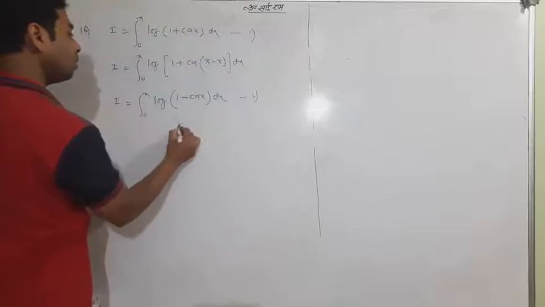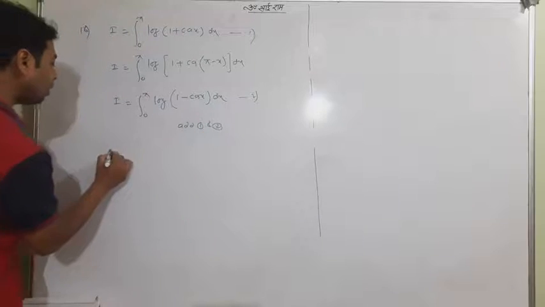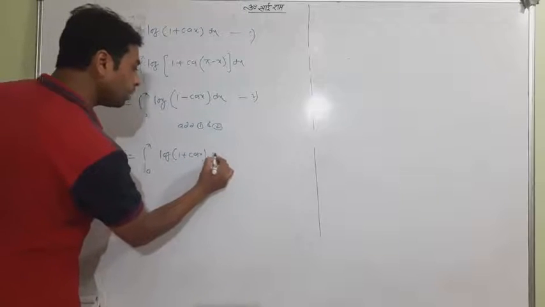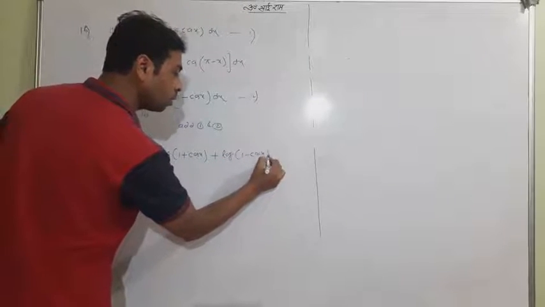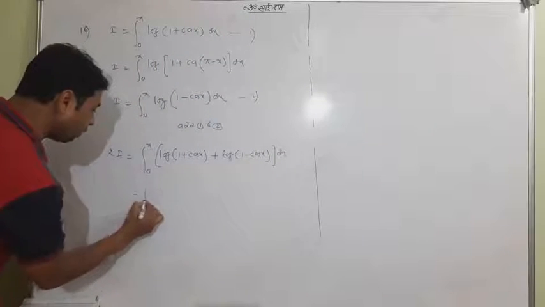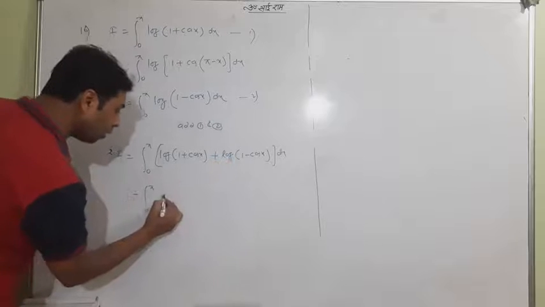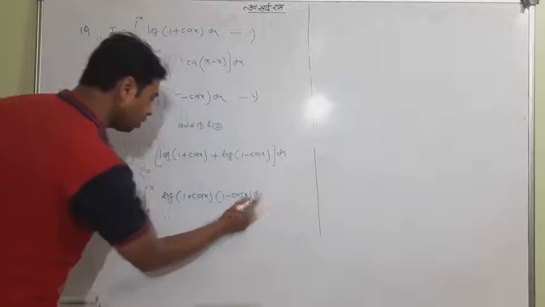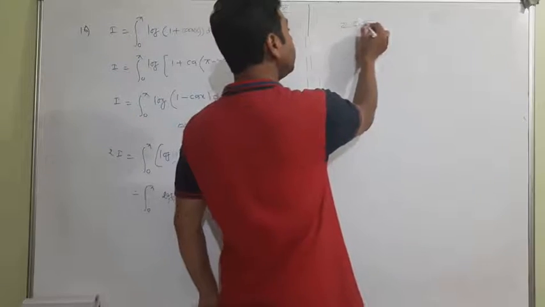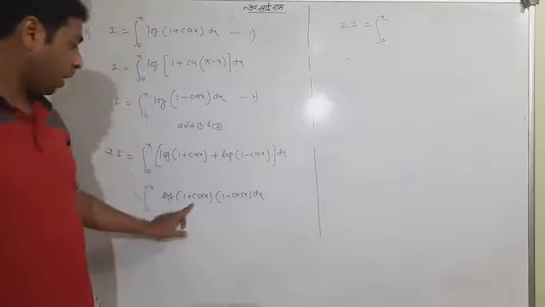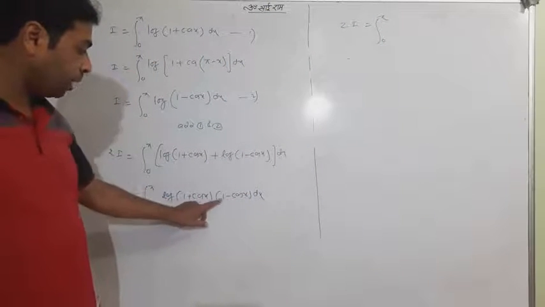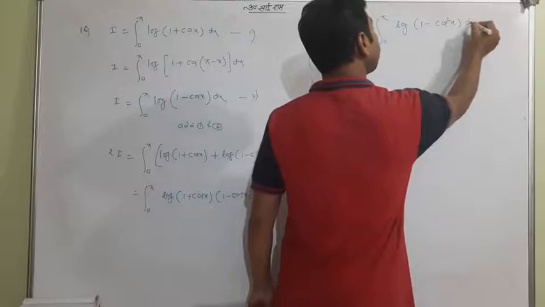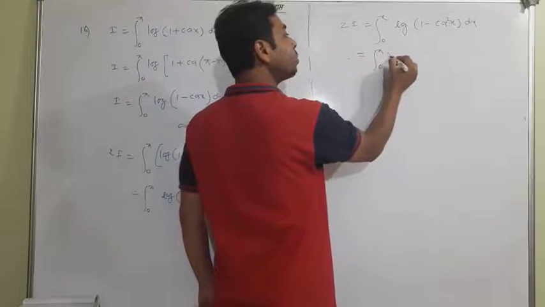Now I'll add 1 and 2. So what will be coming? 2I. Can we write together? Log of 1 plus cos x plus log of 1 minus cos x, and this is dx. Can we mix them? Log m plus log n is log mn. So 1 plus cos x into 1 minus cos x. A plus b, a minus b, so 2I is equal to integral 0 to pi of log of m into n, log mn, and then a plus b, a minus b is a square minus b square, meaning log of 1 minus cos square x. And you know 1 minus cos square x is sin square x.